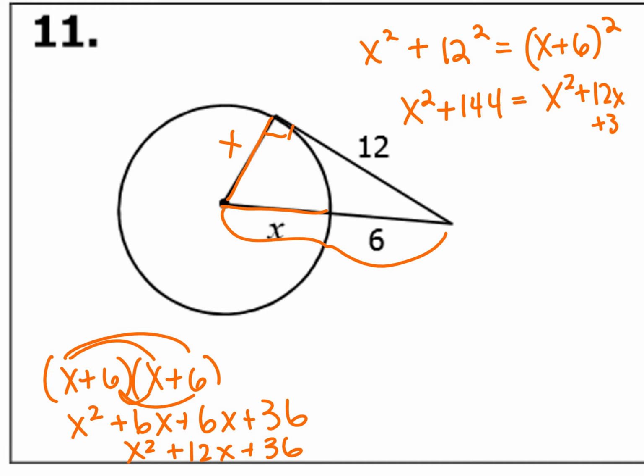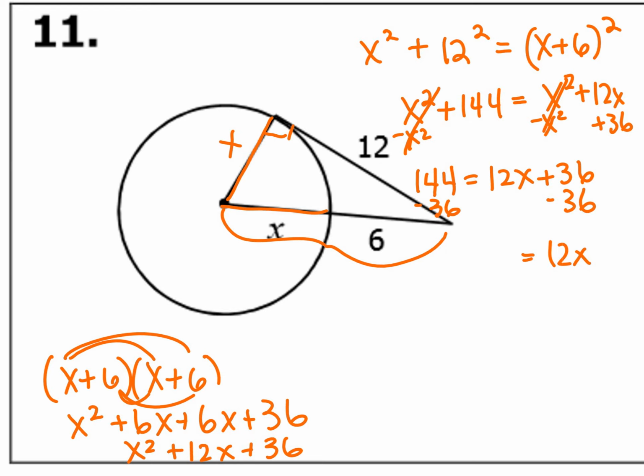And I'm going to run off the screen. There we go. All right, so let's start simplifying this. I've got an x squared on both sides. So if I subtract x squared, they're both going to go away. So now I have 144 equals 12x plus 36. Now let's get the 36 to the other side. And that gives me 12x equals, taking away 36 from 144, I've got 108. Divide by 12, and I have x equals 9.